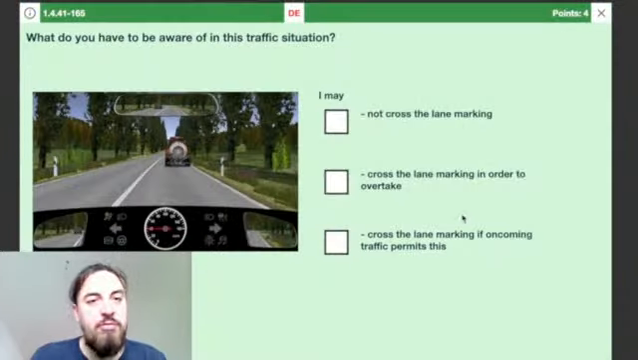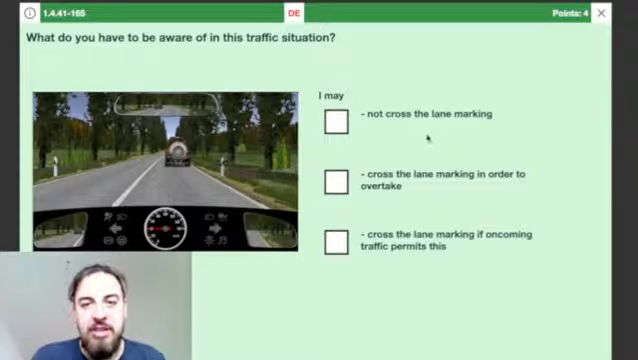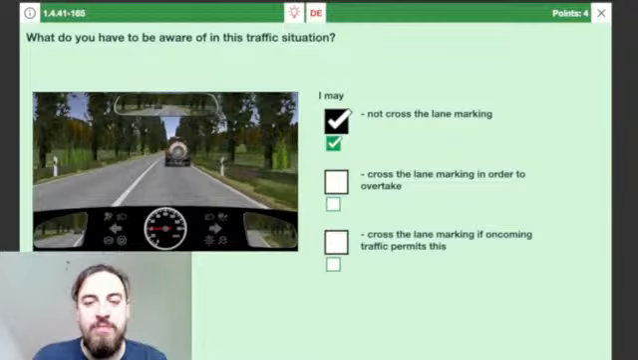What do you have to do? What do you have to be aware of in this traffic situation? I may not cross the lane marking. I may cross the lane marking in order to overtake. I may cross the lane marking if oncoming traffic permits this. And as we analyzed before, you're not allowed to cross the lane marking, so it's just the first one. Nice.